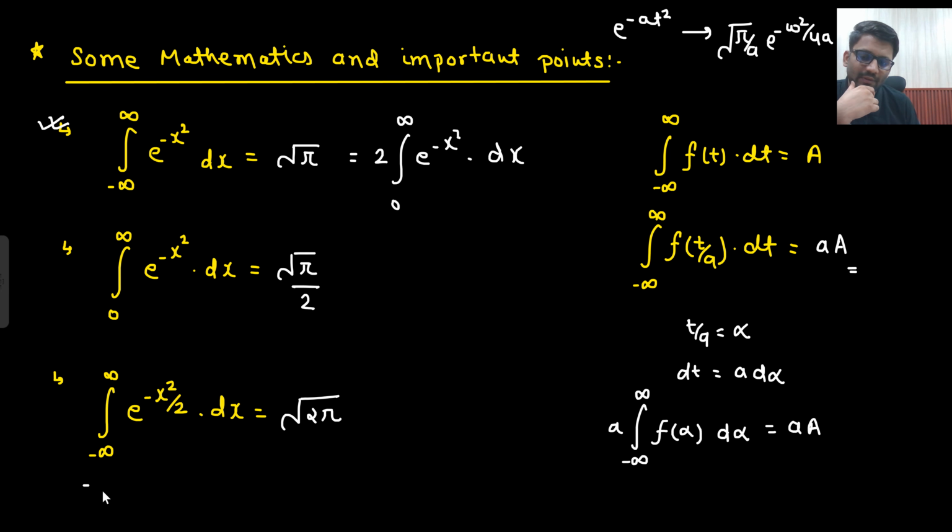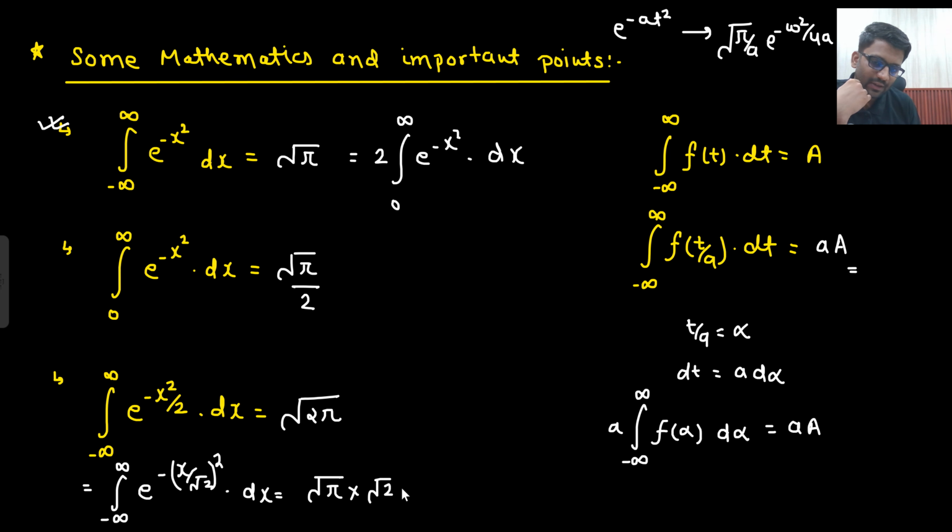Why is that so? Because from minus infinity to infinity, in place of x, I am putting x by under root 2, whole square, dx. So in place of t, I am putting t by a; in place of x, I am putting x by under root 2. Whatever the previous answer was, I just need to multiply with under root 2. So the answer is under root 2 pi. From now onwards, remember: e to the power minus x square divided by whatever number is there, that number will come in the under root.